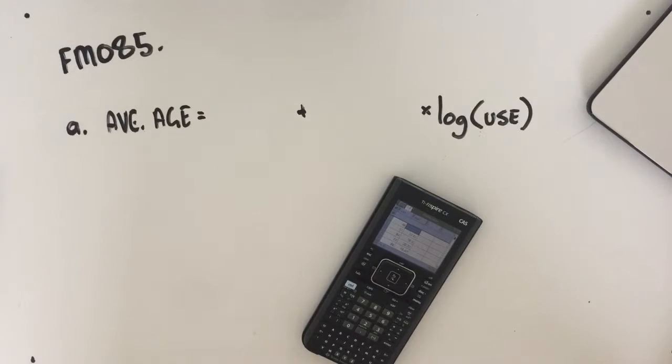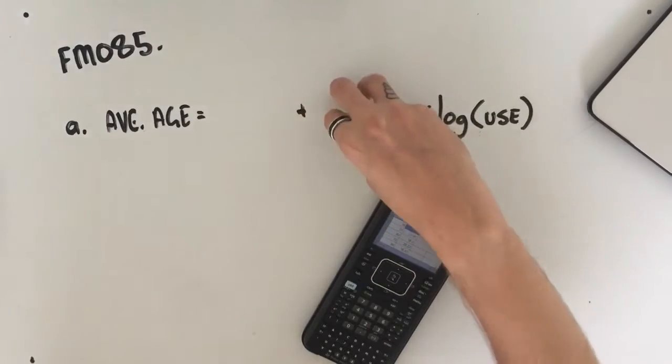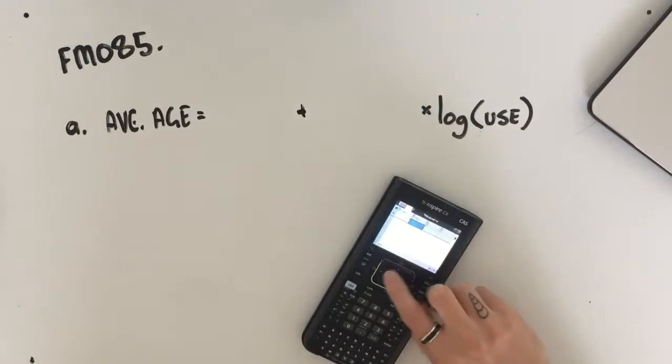So question A says apply this log transformation to the data and determine the equation of the least squares regression line that allows average age to be predicted from log use of hashtag InstaFood. Write the coefficients for this equation, correct to 2 decimal places in the spaces provided. So we're going to end up with average age equals something, our y-intercept, plus our coefficient for log of use. How do we do this?